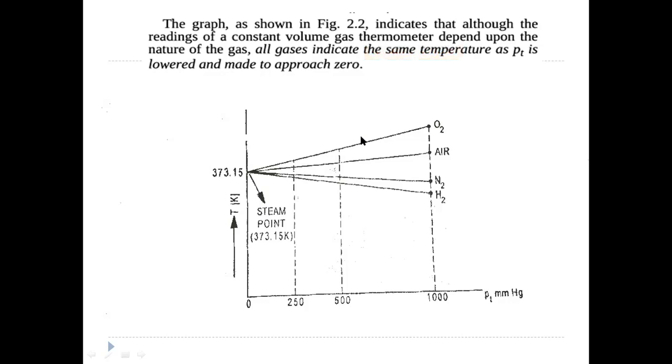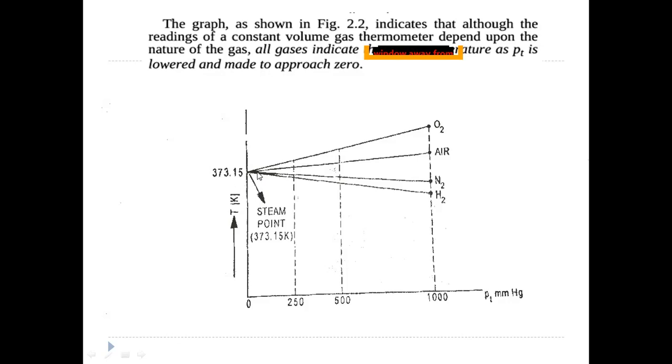So the graph shows that although all the readings are taken with a constant volume gas thermometer, it depends upon the nature of the gas. For different gases, we are getting different values. But all the gases indicate the same temperature as the pressure is lowered and made to approach zero. If we reach the pressure of zero, all the gases will reach the same temperature, and that temperature is 373.15 Kelvin.